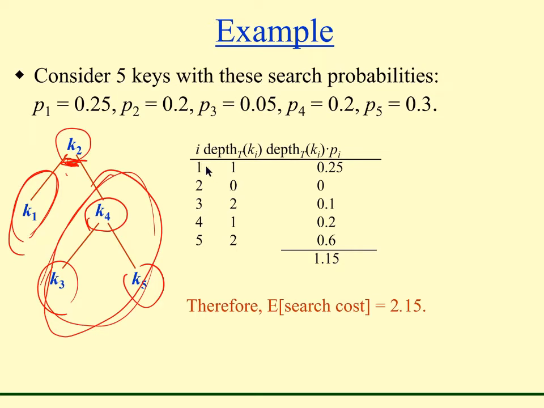Based on the previous equation, this is the key index, and this is the depth of that key, Ki. The depth for K2 is 0, K1 is 1, K3 is 2. Depth 0, 1, 2. We start from 0 because that's the tradition. That's the depth, how far the node is from the root. So root to root itself is 0. This one to the root is 1. K3 is 2, K4 is 1, K5 is also 2. So you get the depth first.